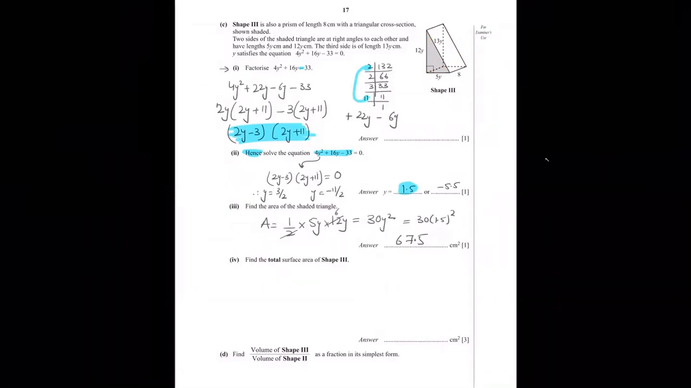So if the front triangle has an area of 67.5, then the triangle on the back side will also have an area of 67.5. So total surface area is going to have twice the area of the triangle, that is 67.5. Then what? What other surfaces do we have?